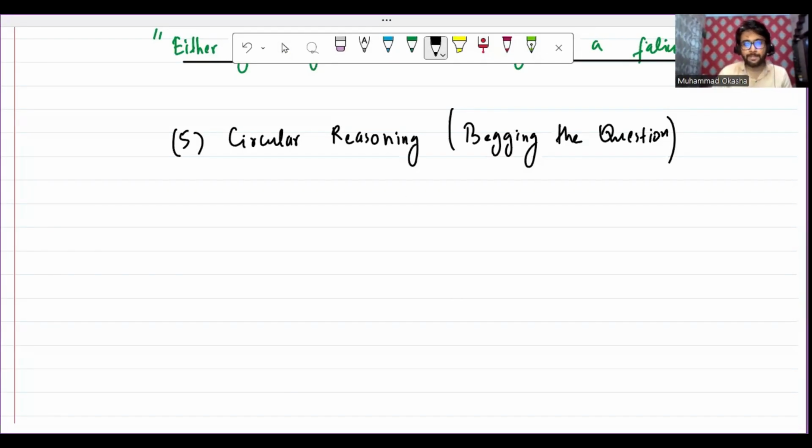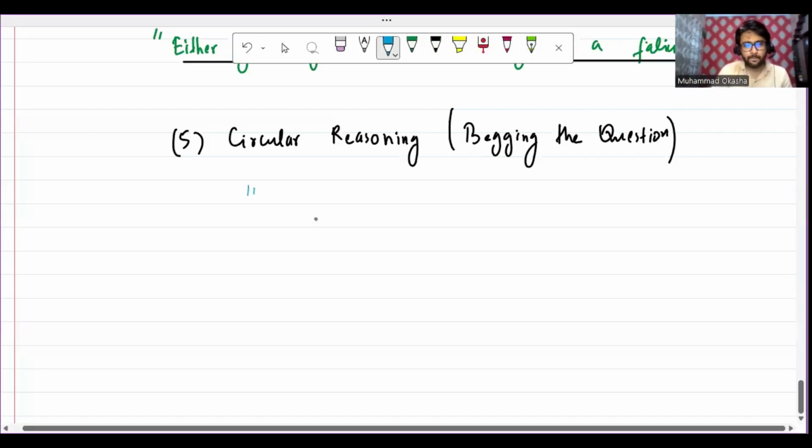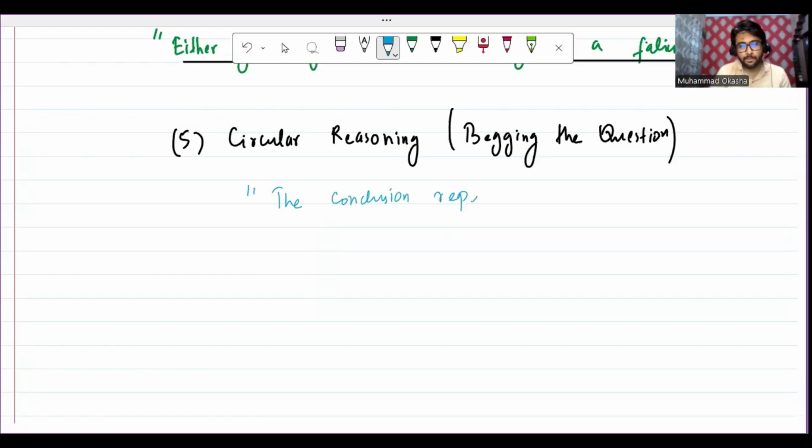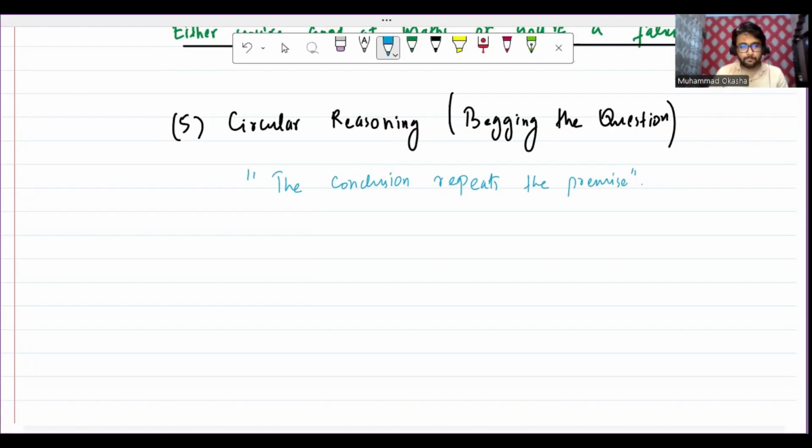The conclusion repeats the premise. This is a very technical definition. The definitions will not be part of the exam, don't worry about it. The conclusion repeats the premise. What a premise is and what a conclusion is, don't go after it. I'll just give you an example for it.